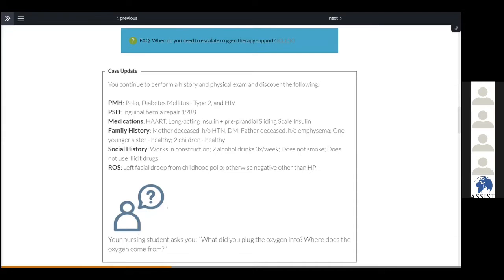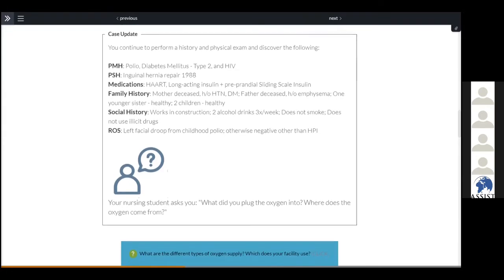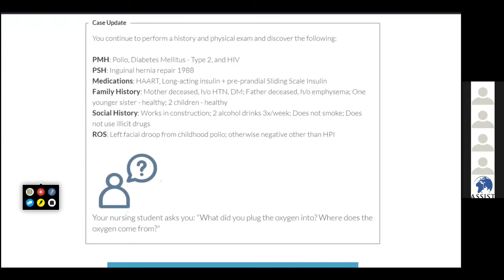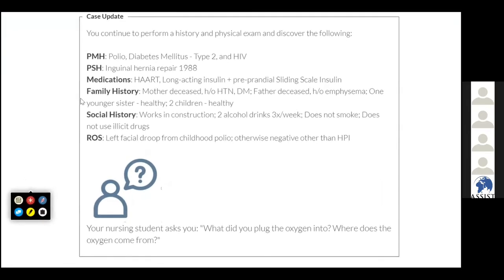If you remember our case, our 57-year-old patient with suspected COVID-19. Now you continue to do a history and physical exam and you get more information. On the past medical history, the patient has a history of polio, diabetes, and HIV. He had a previous inguinal hernia repair in 1988, and he is on antiretroviral therapy, long-acting insulin, and short-acting insulin.